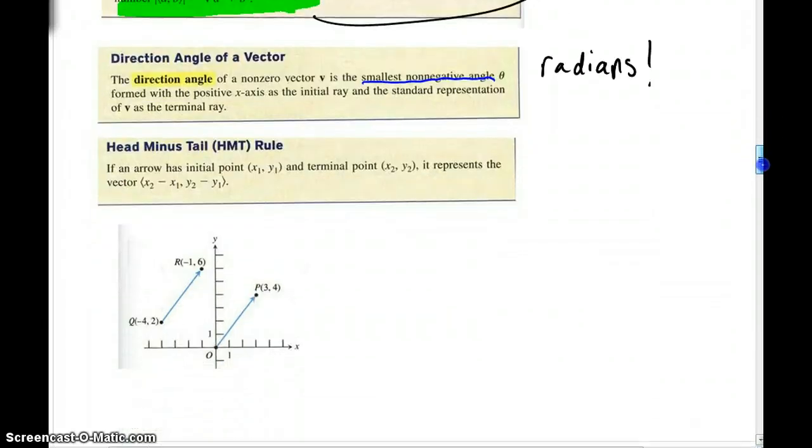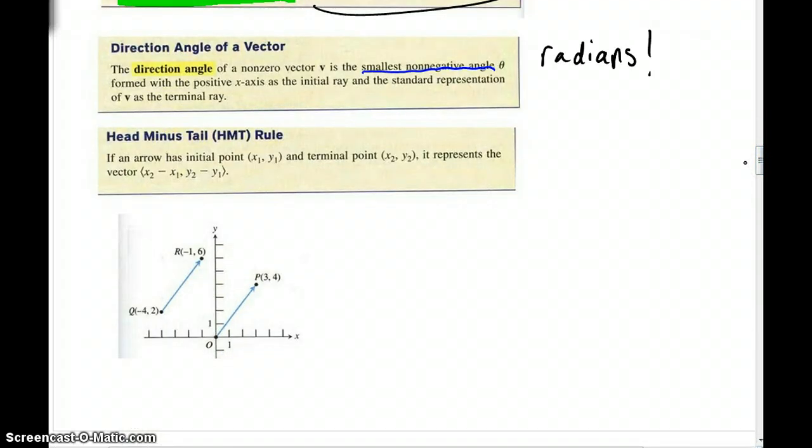Head minus tail rule. Well, let's just say that you have a vector QR, meaning that you begin at point Q, you go in R's direction. You have -4, 2 for the coordinates of Q, -1, 6 for the coordinates of R. If you'd like to have another way to represent the vector emanating from the origin, we can use the head minus tail rule. The head minus tail rule works out this way.